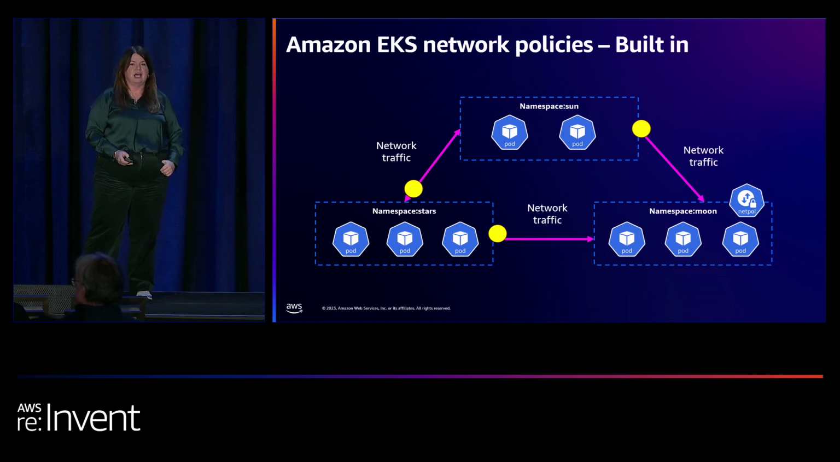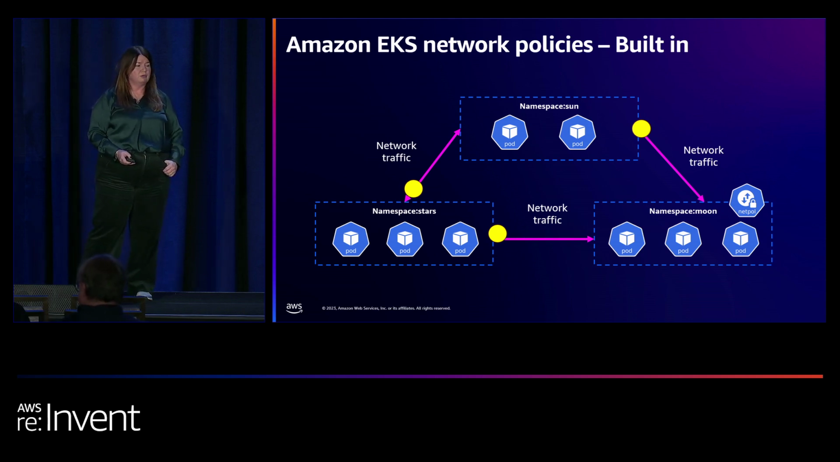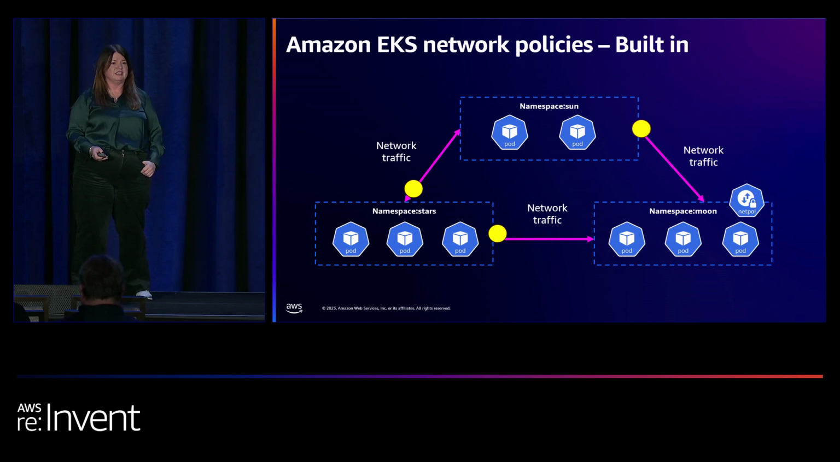Previously, customers would have to add in an additional third-party CNI to implement network policies in their EKS cluster. And this was more work both to manage and to keep updated. So the support for network policies built into the VPC CNI was one of the most requested features on our roadmap. And earlier on this year, we released that feature.